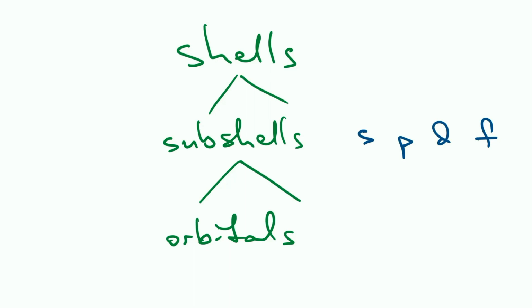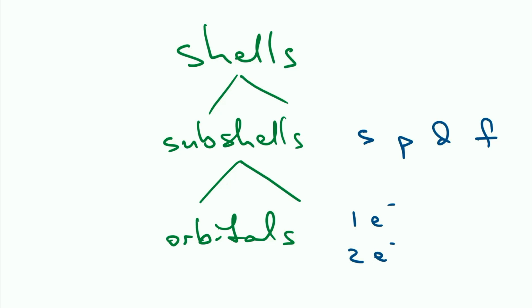Now, why do we get these? Historical reasons. S for sharp, D is diffuse, F was fine, and P, I can't remember something starting with a P, right? But SPDF, that's what we call the subshells. Now, within a subshell, we have orbitals. An orbital will either be 1 electron or it will be 2 electrons. So we have orbitals within the subshells, but only with either 1 or 2 electrons.